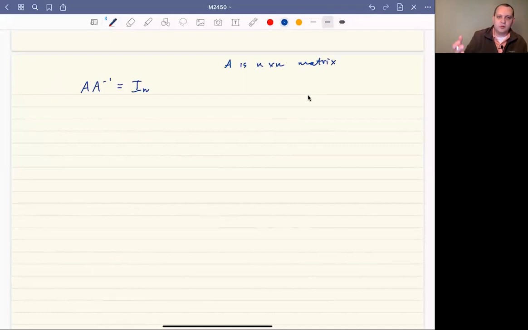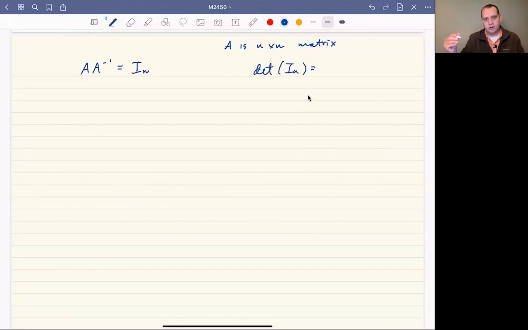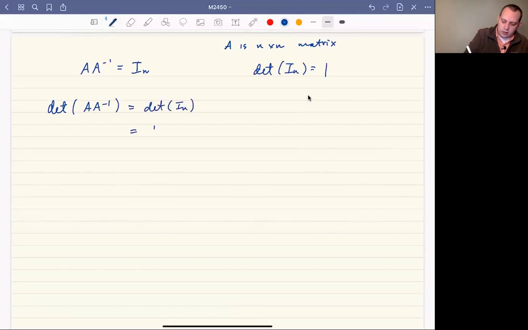And we have also seen a few things. First of all, we know that the determinant of the identity matrix, like any diagonal matrix, is the product of the terms on the diagonal. In our case, the determinant of the identity matrix will be 1. We also know that if we take the determinant of both sides, the right side is really just 1. So that implies that.